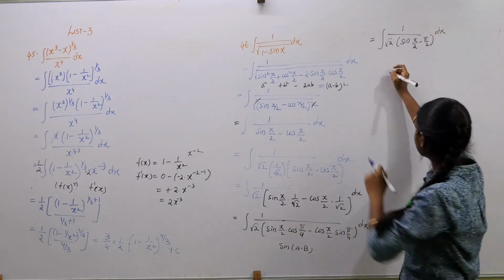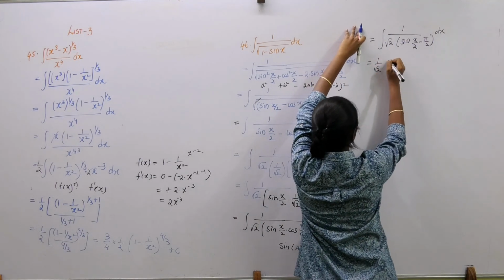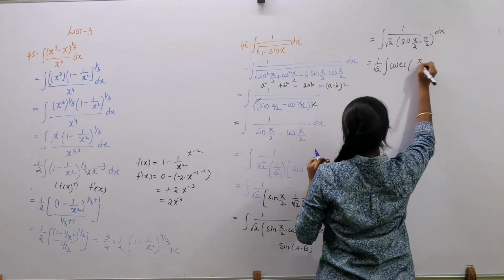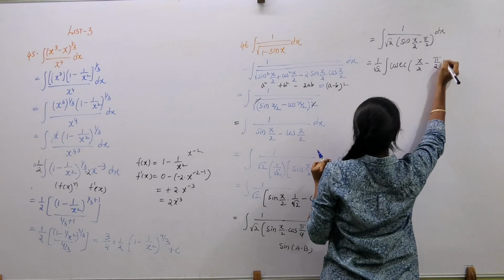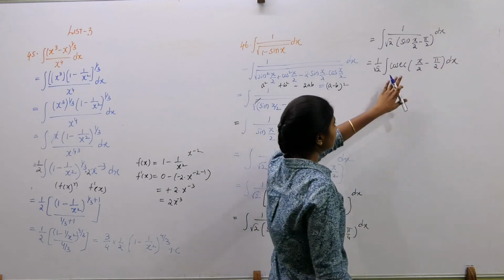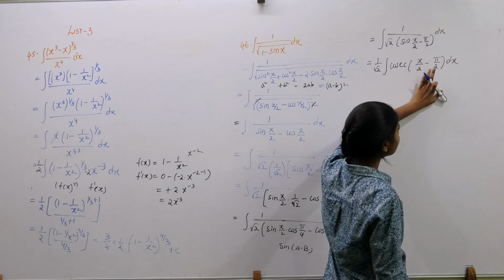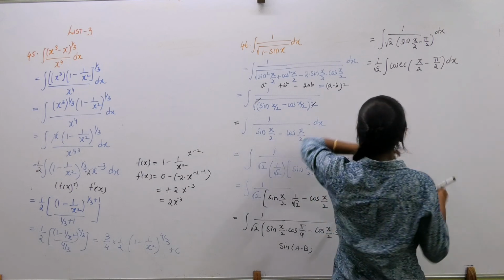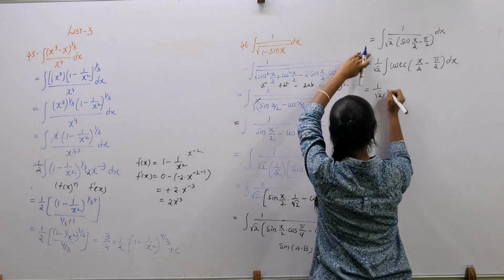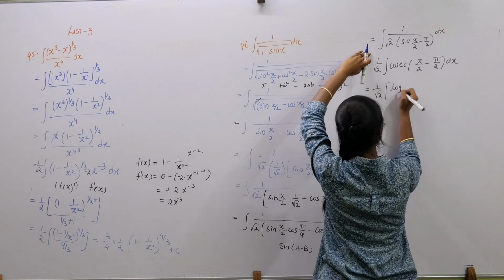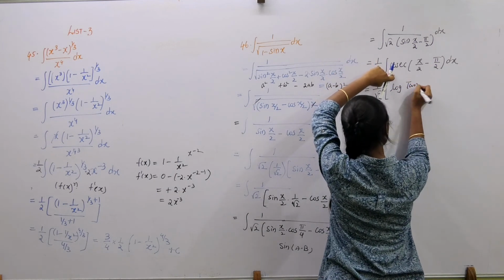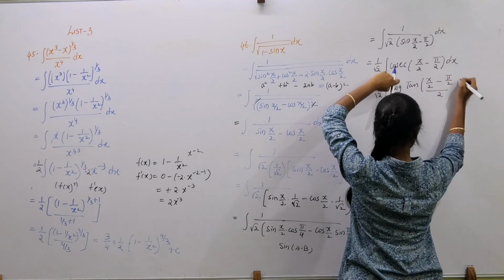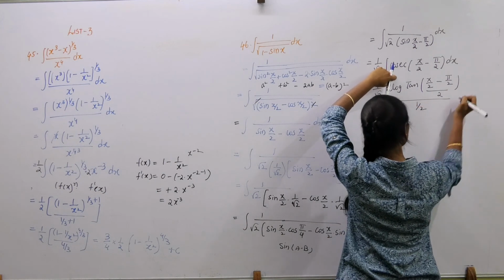Here 1 by root 2 is a constant, so take it out of the integration. We have integral 1 by sin, which is cosecant of x by 2 minus pi by 4 dx. Here we have integral cosecant of x by 2 minus pi by 4. Since we have angles, there is a separate formula for it. Let me substitute it here. When we substitute the formula, it becomes log of tan of x by 2 minus pi by 4, whole divided by 1 by 2.